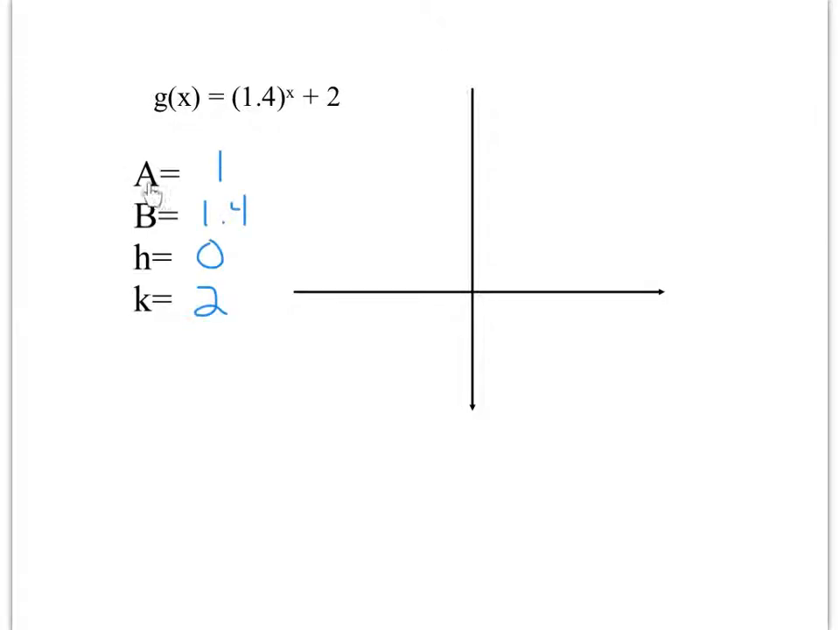Okay, you should have found that a is 1 because there's nothing in front of our exponent right here. So a is 1.